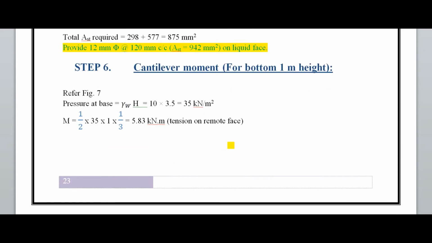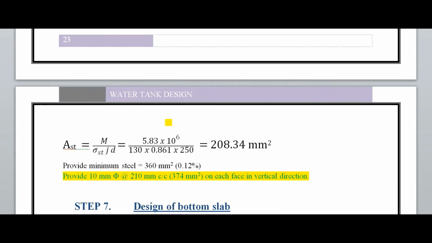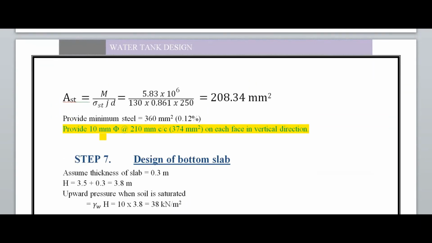Same for the cantilever moment. Just the pressure and moment change, so our value will change. So 10 mm dia at 210 mm center to center on each face in the vertical direction.